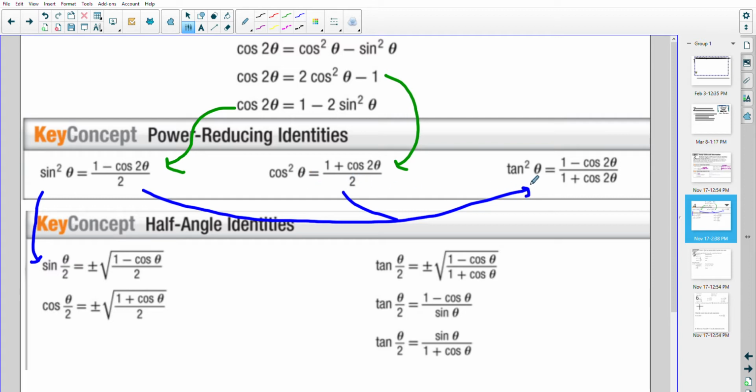And you can get the tangent squared. And the way that you do that is you would put the sine squared over the cosine squared and end up with this.